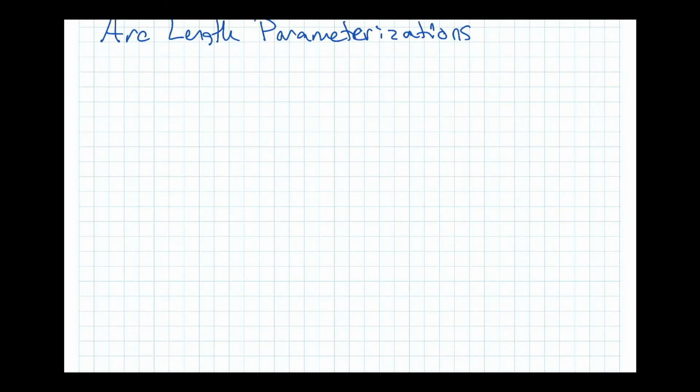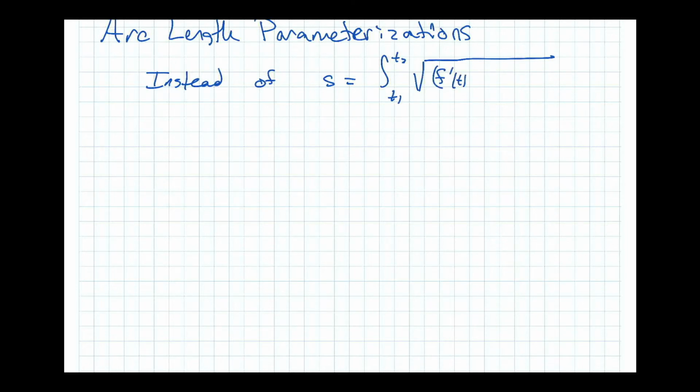So here's the idea. Suppose we're still looking at an arc length integral, but instead of the normal one, like an integral like this, s equals the integral from t1 to t2 of the square root of f prime squared plus g prime squared plus h prime squared dt, we want to consider this one.